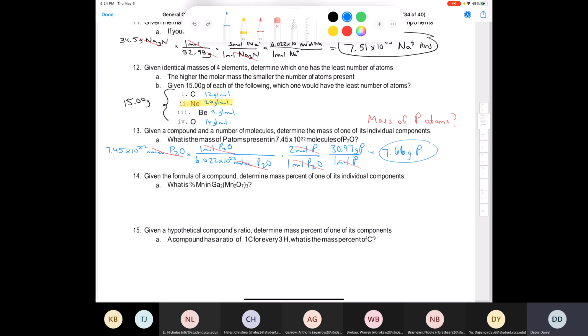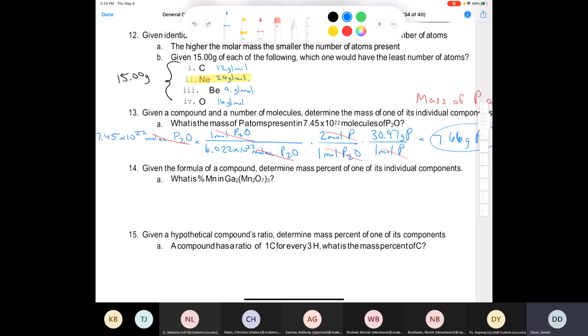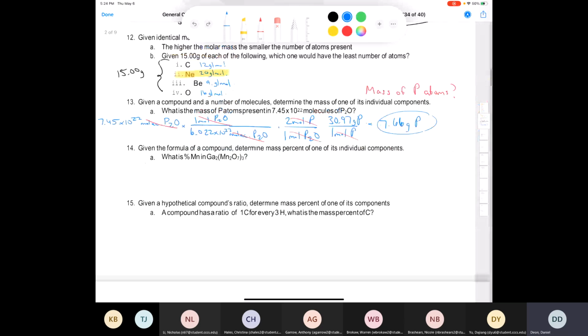Question 14, if you're given the formula of a compound, determine the mass percent of one of its individual components. I'm not going to spend a lot of time on this one. This is a question that students usually get pretty quickly. It's asking us, what's the percent of manganese? Remember that Mn is manganese, Mg is magnesium. They're 2 different things, right? Sometimes students might get confused by that.